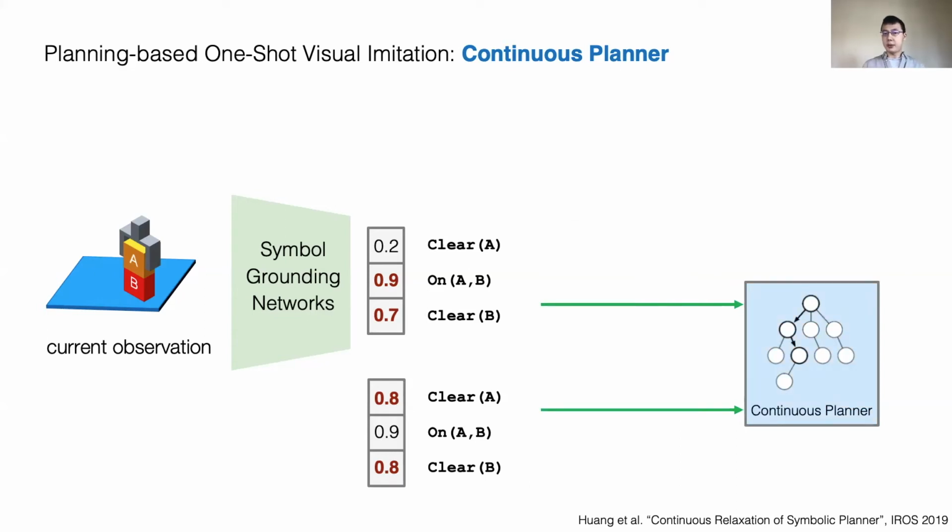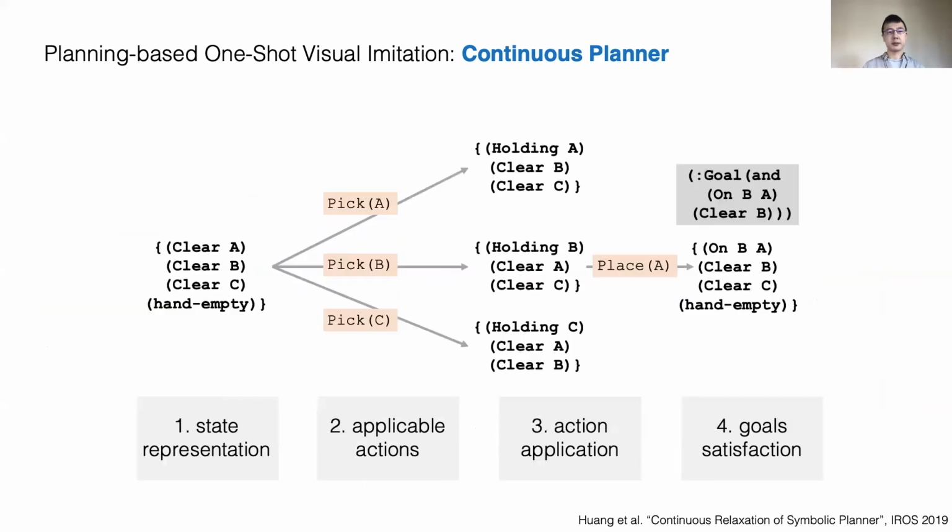So instead of doing this discretization, we treat the output of the symbol grounding network directly as probabilistic symbols, or distributions over possible symbolic states. This avoids the problem of invalid discretization, but this also requires a new form of planner that can directly deal with these continuous and probabilistic symbols.